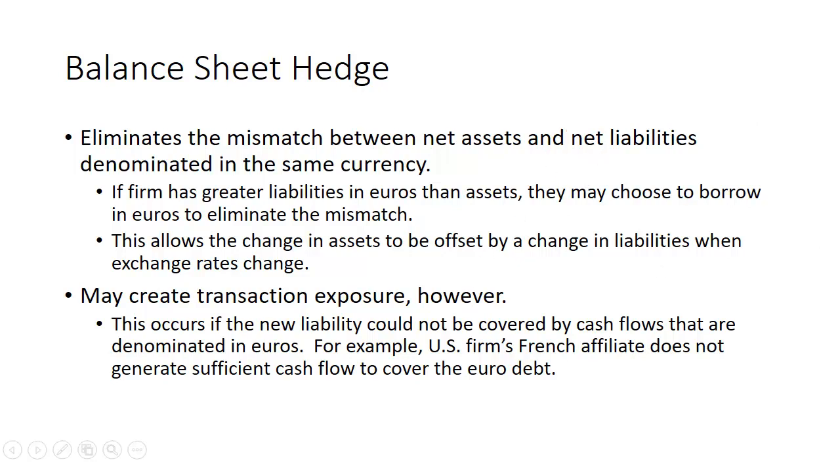The problem with this is it may create transaction exposure, which I've discussed previously. This occurs if the new liability could not be covered by cash flows that are denominated in, for example, euros. So, for example, the U.S. firm's French affiliate does not generate sufficient cash flow to cover the euro debt. So then you have a transaction exposure problem.